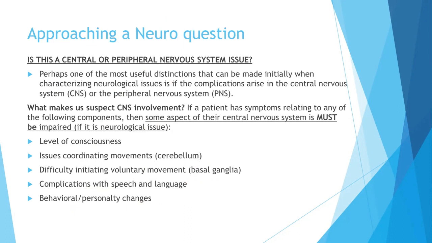Now, this is how you approach a neuro question. So first of all, you need to find out, is this a central or peripheral nervous system issue? Perhaps one of the most important distinctions that can be made initially when characterizing neurological issues is if the complications arise in the CNS or the PNS.